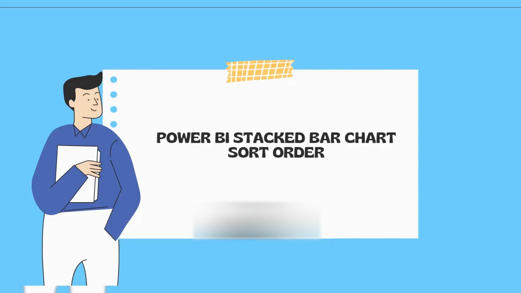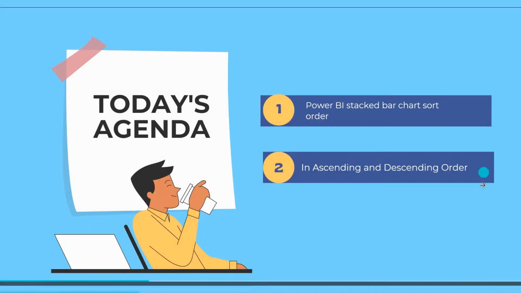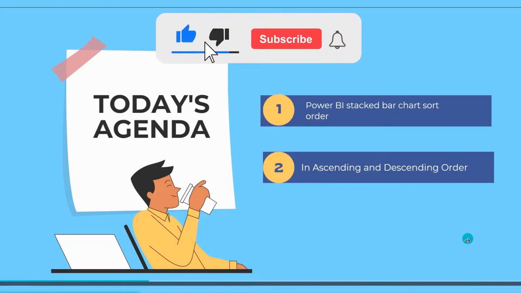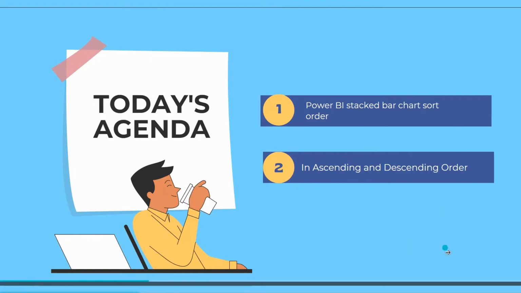In this video, we will see how we can sort the Power BI stack bar chart. And these are the two headings that we are going to cover in this video. First, we will learn what is sort order, and then we will see how we can sort the Power BI stack bar chart in the ascending and the descending order.